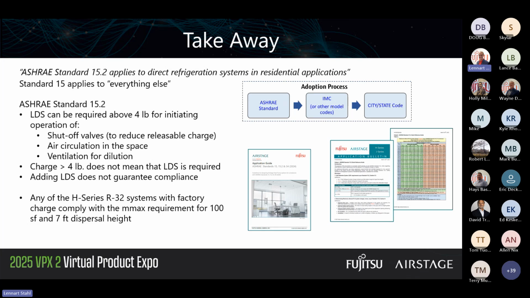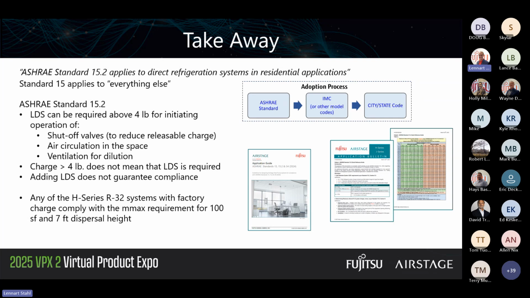Also, a charge above 4 pounds doesn't mean that you need an LDS. Adding an LDS doesn't guarantee any compliance. Typically, it's the M max that makes you comply with the standard, the maximum allowed refrigerant charge that you calculate to go into the table. And I also listed a good little note there, as we saw earlier.